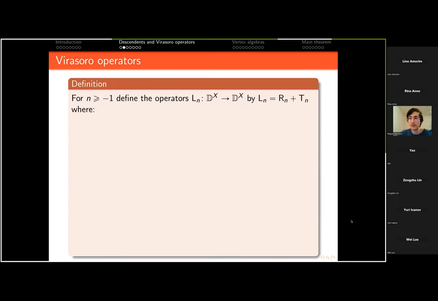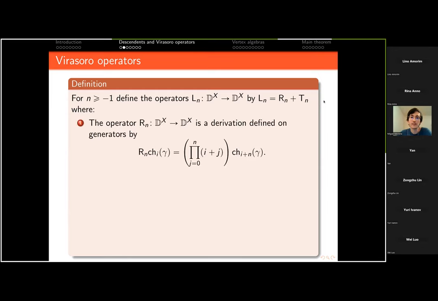Okay, so let me now define the Virasoro operators. The Virasoro operators will be operators acting on this algebra D_X, the algebra of formal descendants. And these operators have two parts. They're written as a derivation R_n plus a linear term T_n. R_n is a derivation, and because it's a derivation, you just need to define it on generators. It's defined on the generator ch_i(gamma) by basically increasing this index i to i plus n and multiplying by some combinatorial coefficient. So it's a fairly simple derivation.